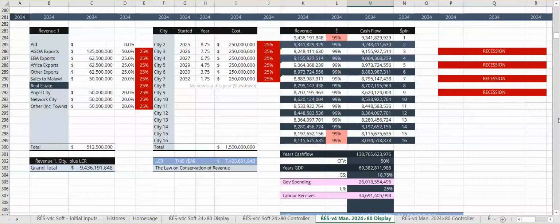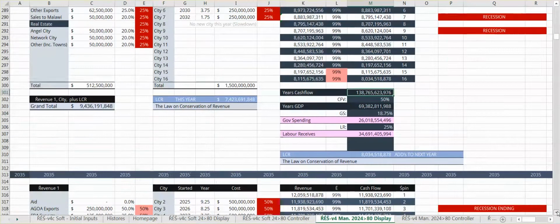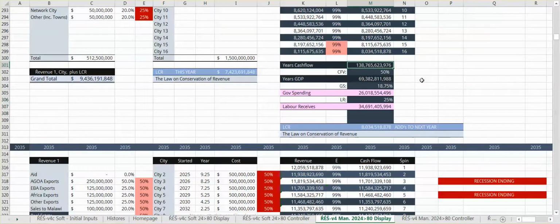2034 sees the recession worse and income from trade and real estate is halved again. So you can see now it's only worth 25% of what it was 2 years ago. But as E is increased to 99 and spin is increased to 16, cash flow continues to grow, now 138 billion. Let's just have a look at this below.